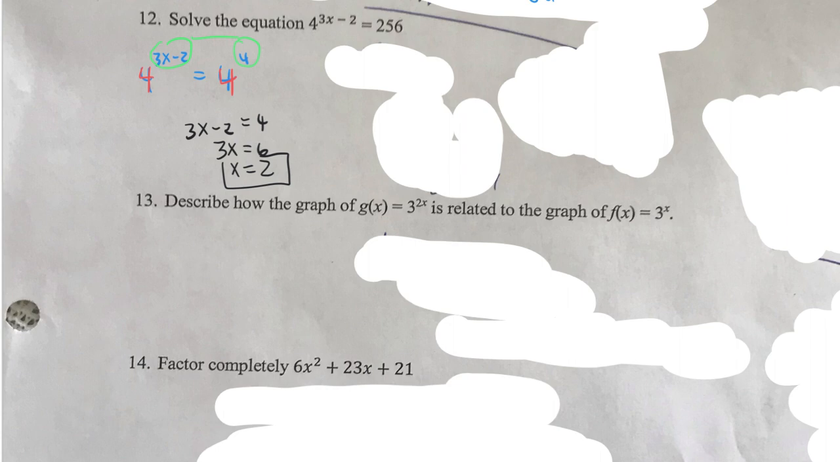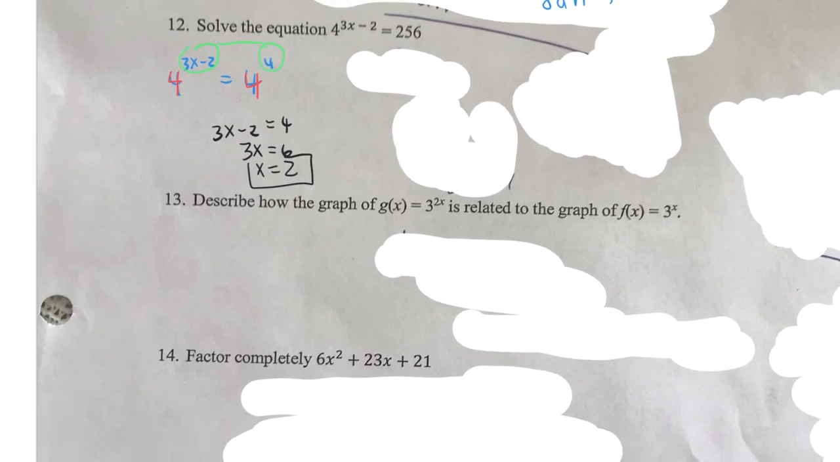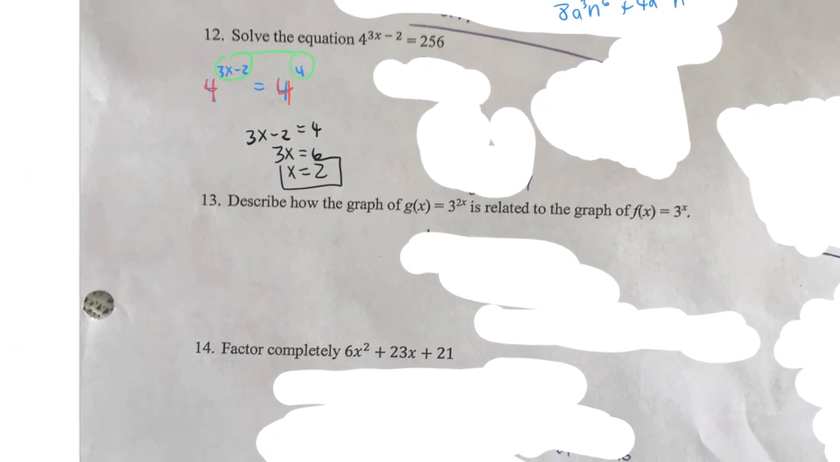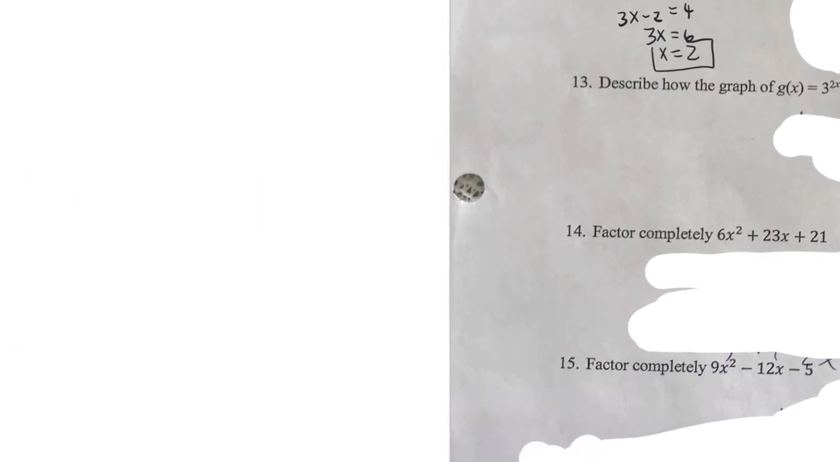Describe how the graph of g of x equals 3 to the 2x is related to the graph of f of x equals 3 to the x. Okay, so let's see. Best way to explain that, let's look at this scenario.